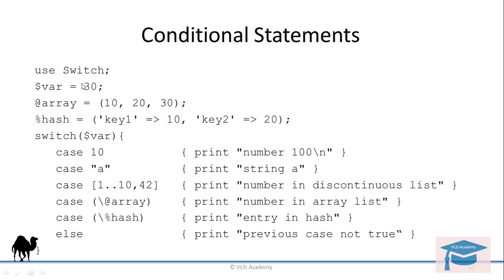So since our value is 30, it will go and check: it is not 30, it is not 30, it does not fall inside this list also, but it will be in the array, and the array is this 10, 20, 30, so it is present here, so it will go here and number in array list will be printed.